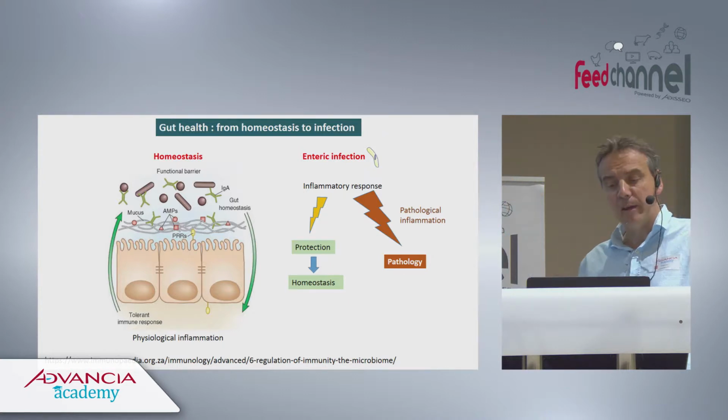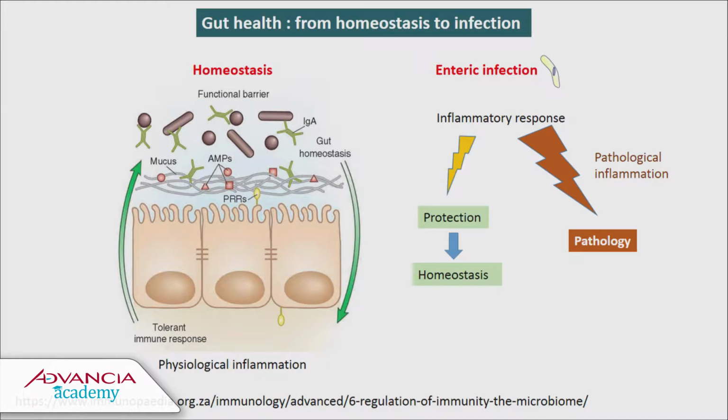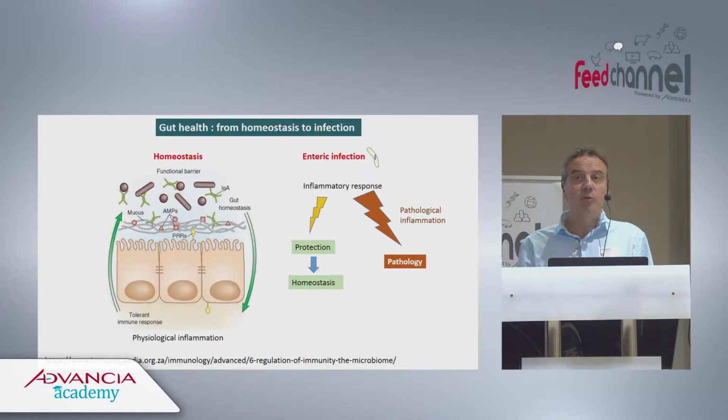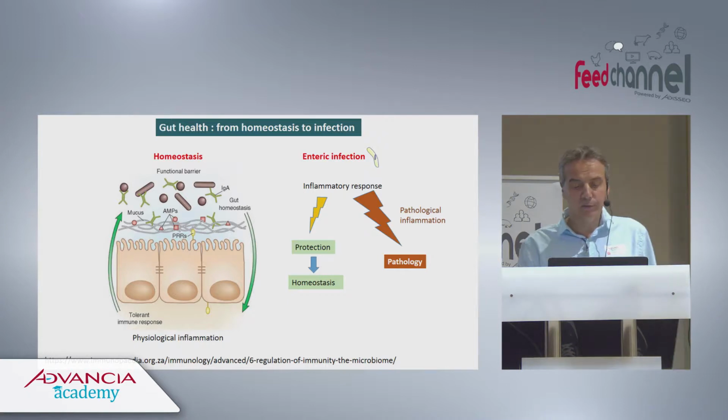But when we get some kind of enteric infection, of course, we get an inflammatory response from these epithelial cells, but also from the immune cells that are coming into the mucosa. If it works as expected, you get a quick protection, and then you go back as soon as possible to homeostasis. But if you have an unregulated immune response, then you get pathological inflammation and a pathology with intestinal lesions.